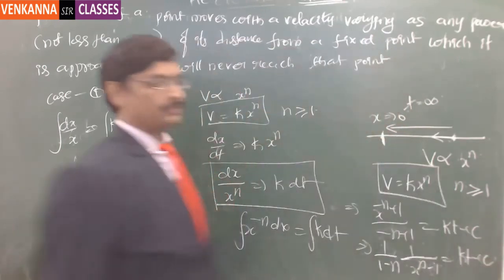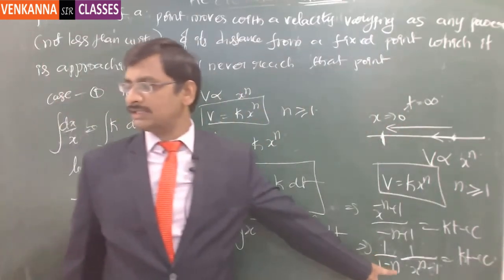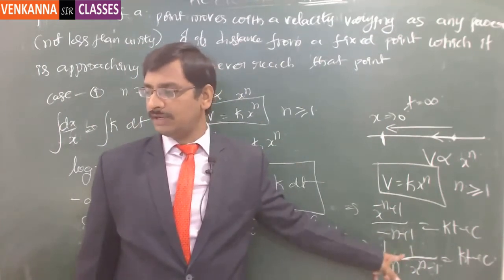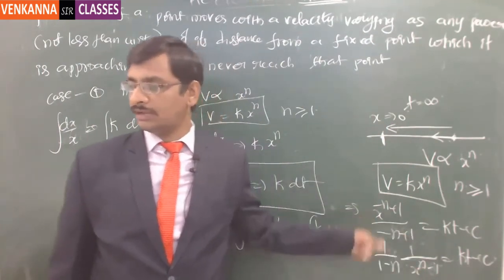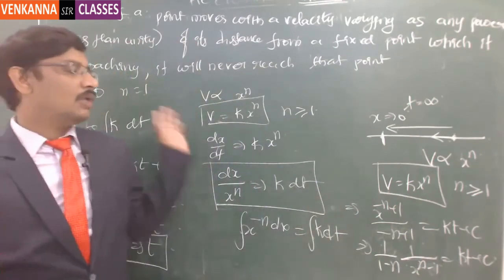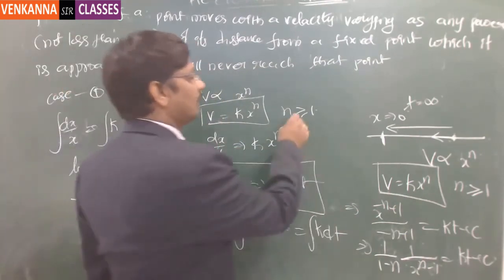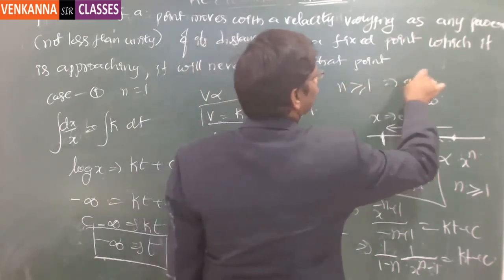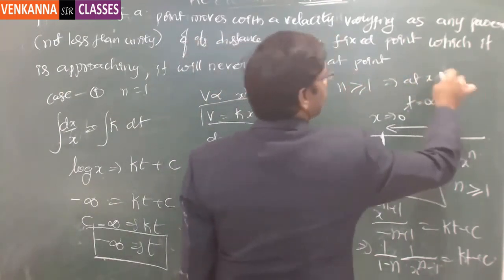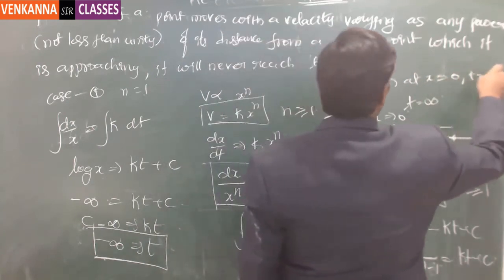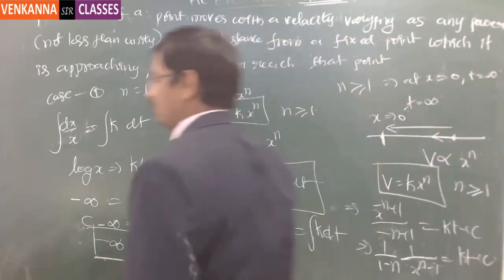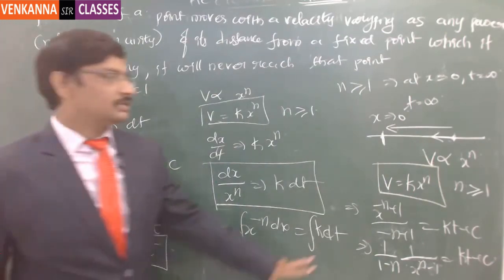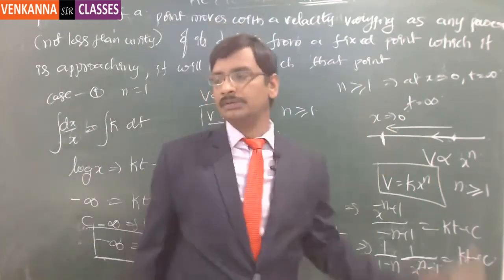Now here if I take x is equal to 0, x is coming in the denominator. Now 1 by 0 is again infinite. That means t is equal to infinite again. That means whatever may be the form, n may be 1 or may be greater than 1, so n greater than or equal to 1, at x is equal to 0, t is equal to infinite. Got it? So this is the scenario. If it takes infinite time, which essentially means that it will never reach this particular point.